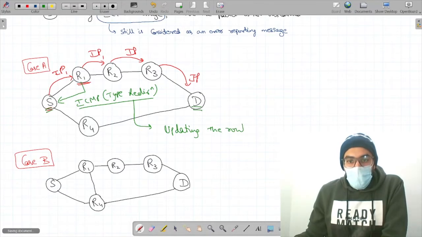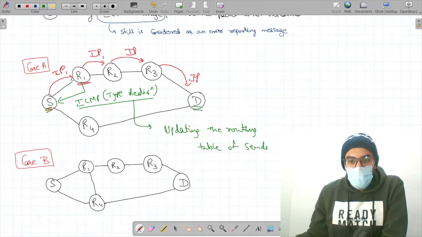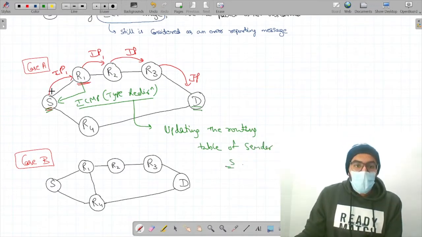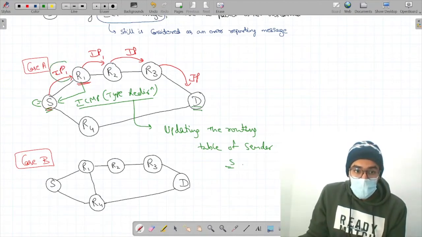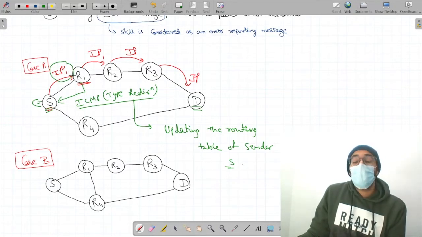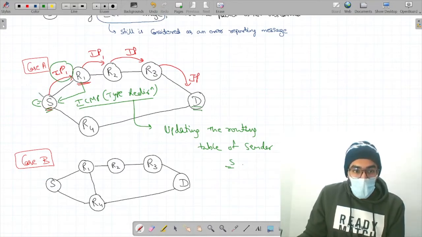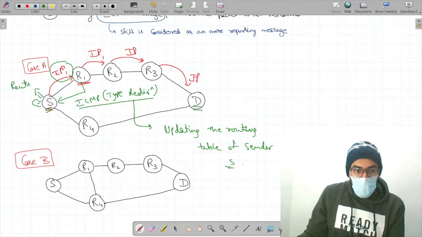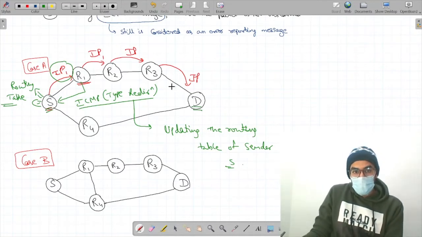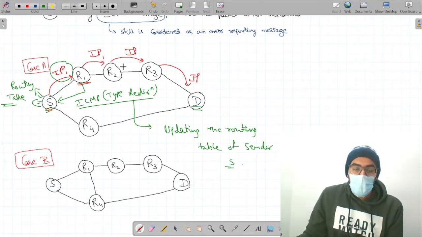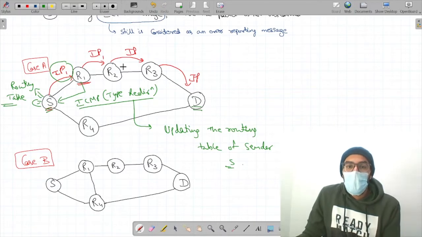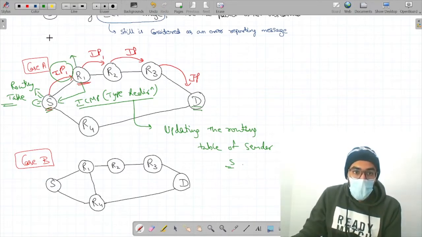updating the routing table of sender S. Because when sender S initially sent this IP packet, IP1, to the router R1, in sender S's routing table the best route was this one: first R1, then R2, then R3. But the moment the packet reaches router R1, R1 sees that there could be a better way. R1 judges that based on its own routing table.